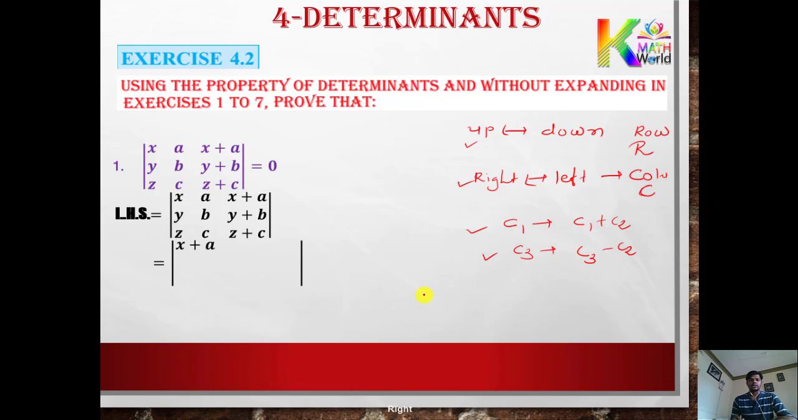So see the next step. Here we perform this operation on C1. This is your C1. On C1 you are going to add column C2. Then a got added to x, so x plus a, b got added to y, so y plus b, and c got added to z, so z plus c. Whatever you mention first, that column only gets changed, while the other columns remain fixed. So this second column is fixed, and the third column is also fixed.